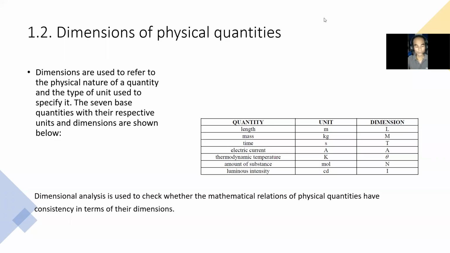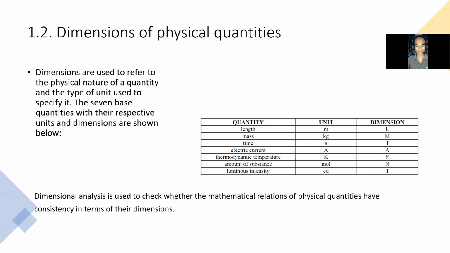Okay, so we're going to learn about dimension of physical quantities. Don't be stressed. This is still the basics of physics in STPM, not yet the hardest part. Dimensions are used to refer to the physical nature of a quantity and the type of unit used to specify it. There are 7 base quantities for STPM. In SPM, you have 5, with their respective units and dimensions shown below.